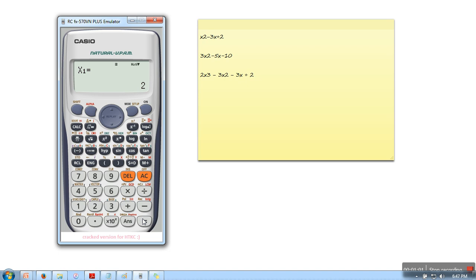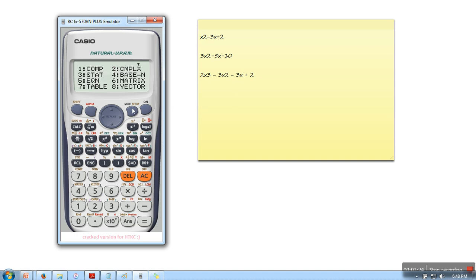Press equal sign. So x1 value is 2 and one more value is 1. So this equation is solved. Similarly, you can solve the second one, with the value of a is 3, value of b is minus 1 and value of c is minus 10. And I'm going to show you how to solve this cubic polynomial.